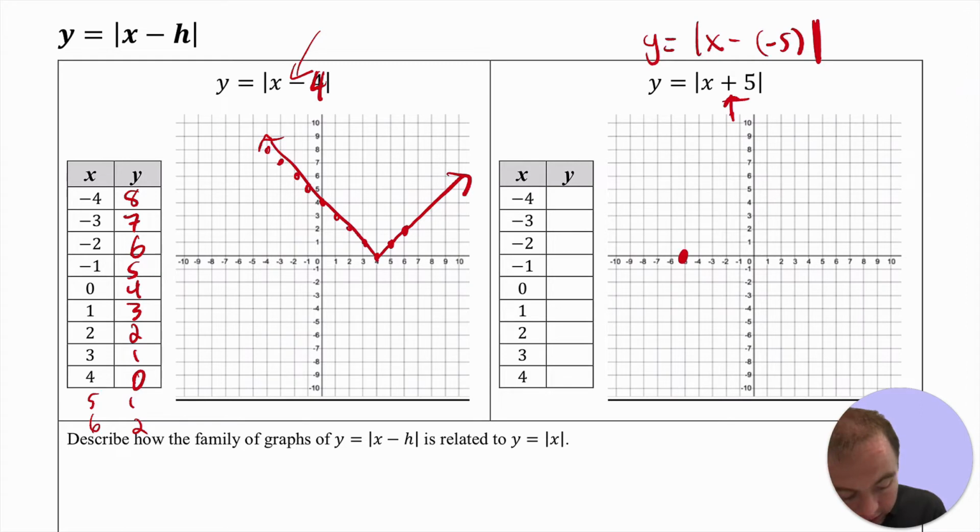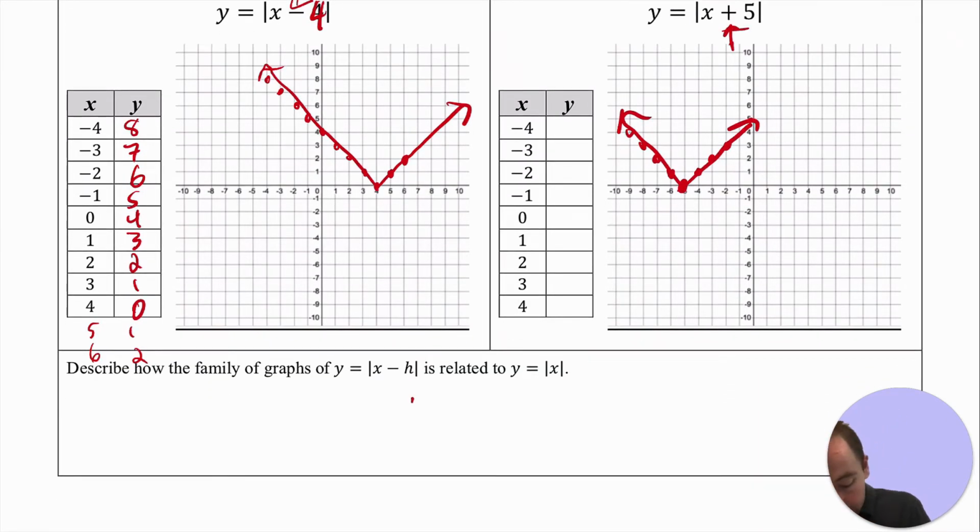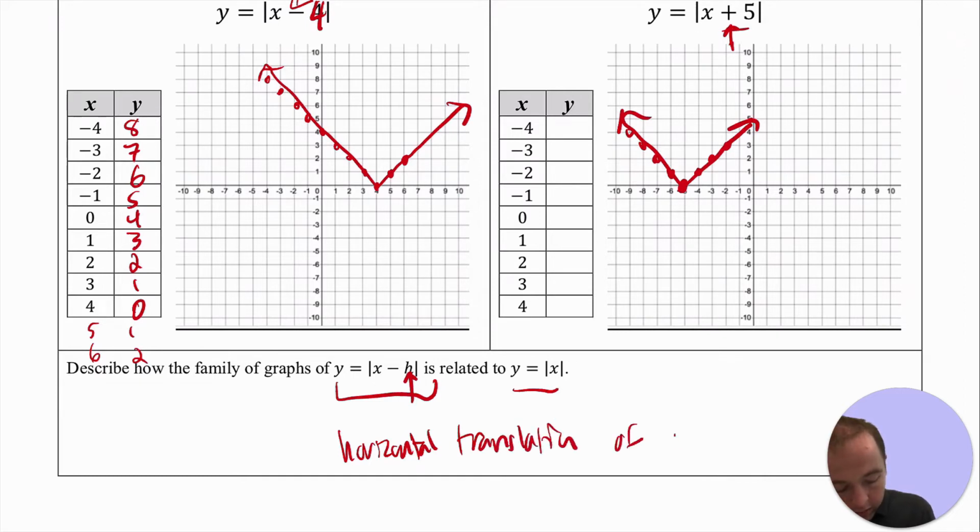So it's just the vertex of the graph shifts left 5 units, and then you can just go at a slope of 1 and then a slope of -1, kind of on both sides there to be able to construct the V-shaped graph that you're going to see there. So ultimately, this h, if we think about the h in y equals absolute value of x minus h, and we compare it to y equals absolute value of x, this graph right here is just going to be a horizontal translation of what y equals absolute value of x is by exactly h units. Okay, and so we get a horizontal translation out of that.